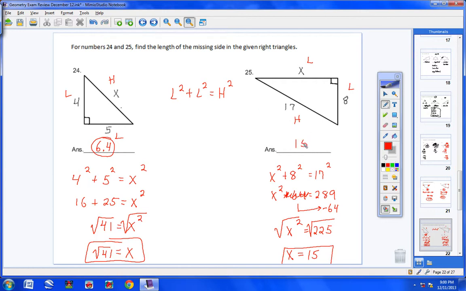15. Okay, so what we reviewed is when you have a right triangle and you know two sides, you can find the third side by using Pythagoras Theorem. L squared plus L squared equals H squared.